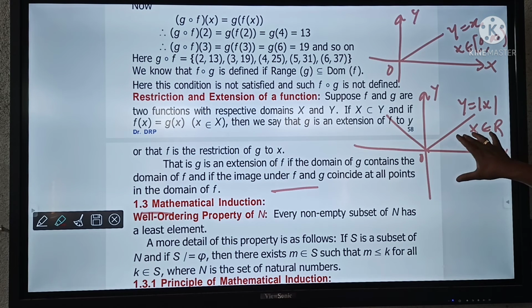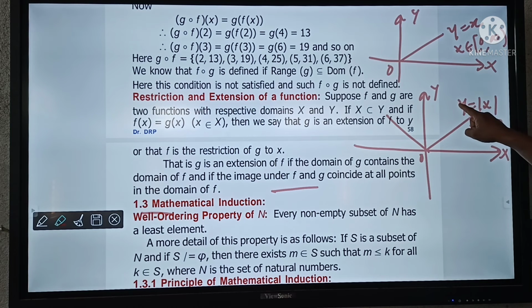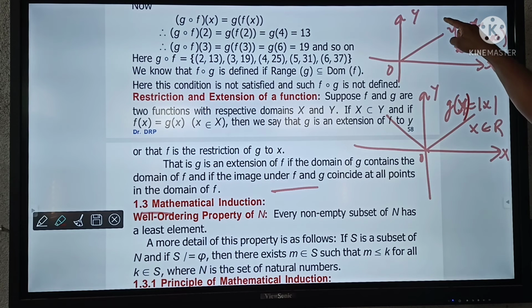Clearly this is an extension of this one. Suppose instead of y we say this is g of x, and this is f of x. f(x) is x and g(x) is mod x. Clearly f(x) is equal to g(x) for the domain of f only.